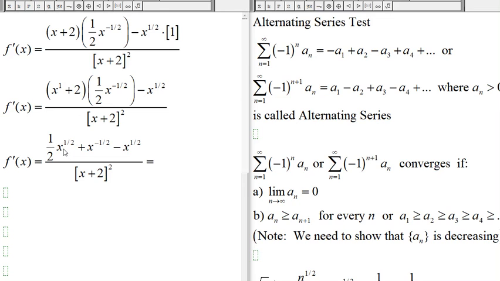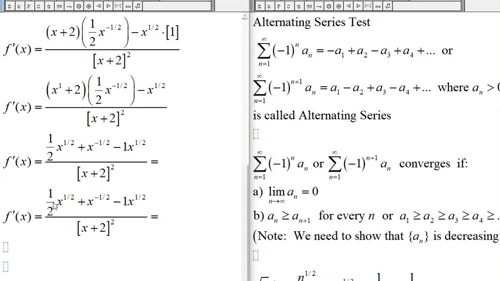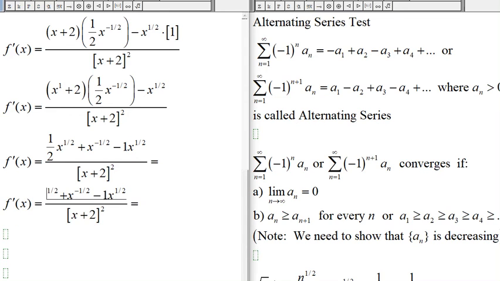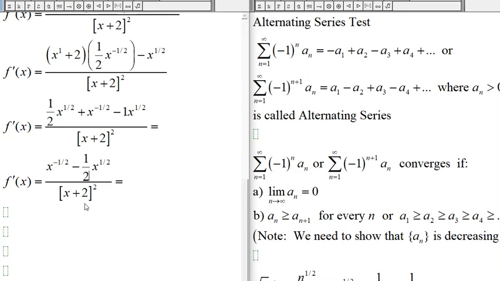And then here we have 1/2 x to the 1/2, and then this is 1 right here. So this is x to the 1/2, and this is x to the 1/2. So we can combine these two right here. So a half minus 1 will be negative 1/2. Again, this is 1/2. This is minus 1. 1/2 minus 1 is minus 1/2. So this is the derivative right here.